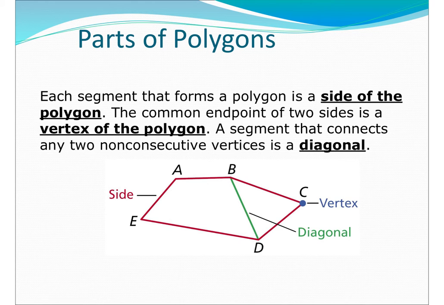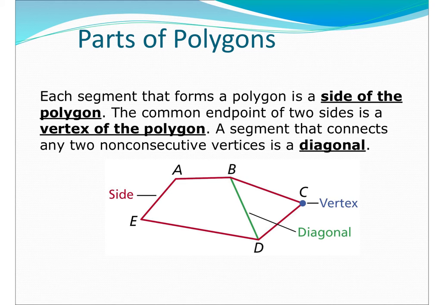Each segment that forms a polygon is a side of the polygon, okay? The common endpoint of two sides is a vertex of the polygon, and a segment that connects any two non-consecutive vertexes is a diagonal, okay? Super complicated, but when you think about it, it's not that bad, okay?